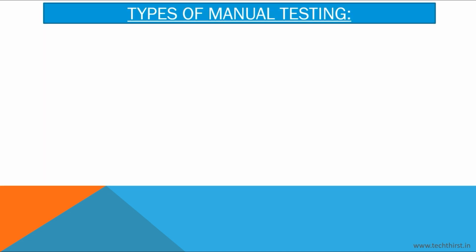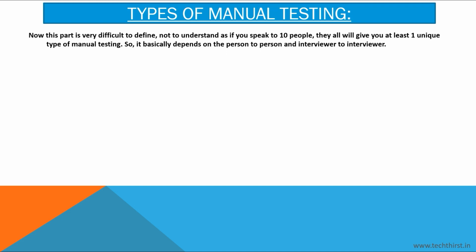Now this part is very difficult to define, not to understand, as if you speak to 10 people, they all will give you at least one unique type of manual testing. So, it basically depends on the person to person and interviewer to interviewer. Mainly we have 6 types or approaches of manual testing.